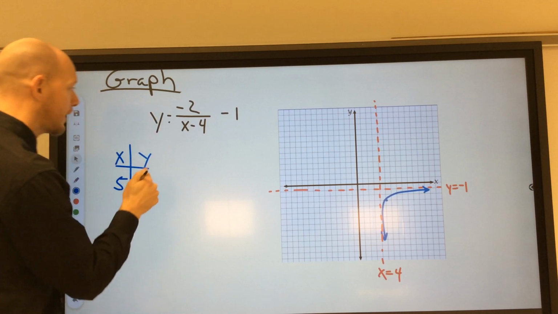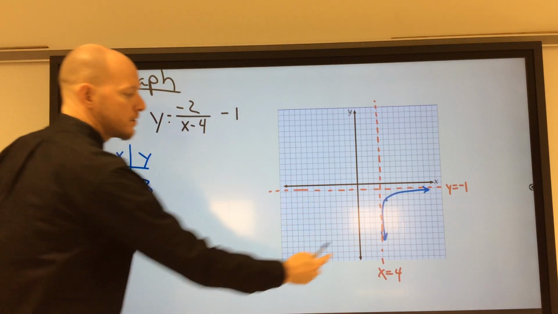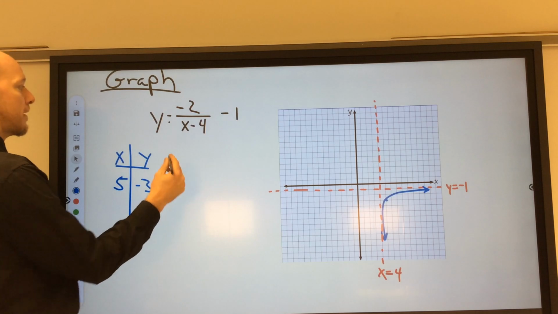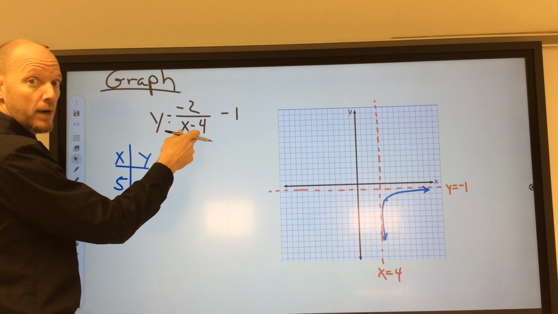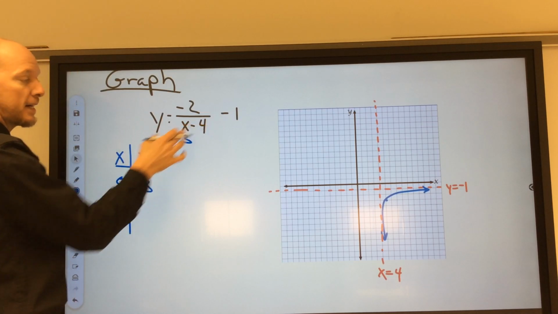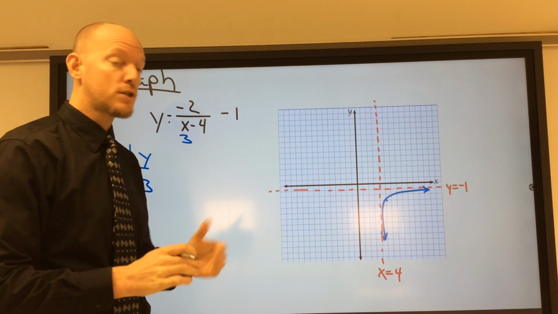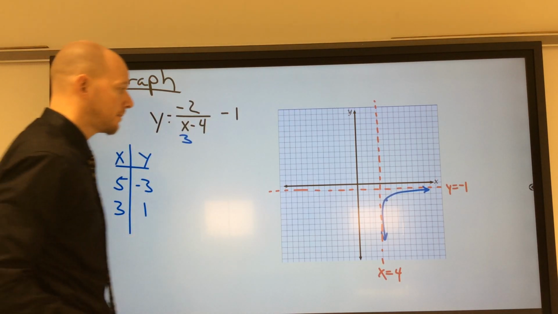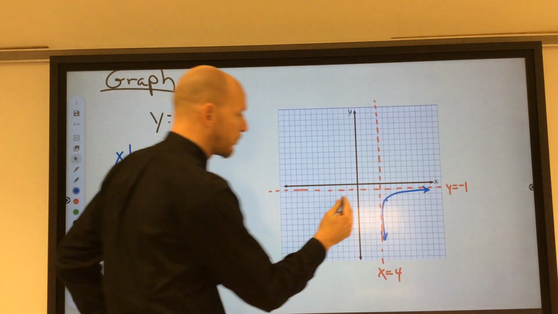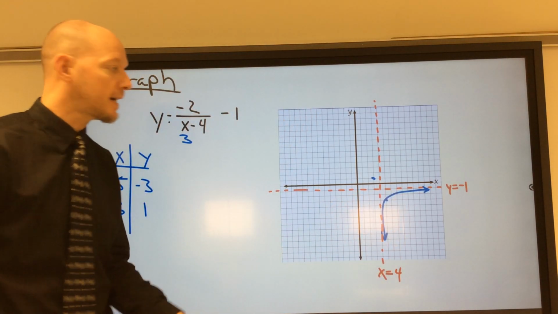Undefeated. All right, so let's look on the other side of the asymptote. Let's substitute the value 3 in. 3 gives me a value of -1, because 3 minus 4 is -1. -2 divided by -1 is 2. 2 minus 1 gives me 1. So by substituting 3 in, I get a value of 1.